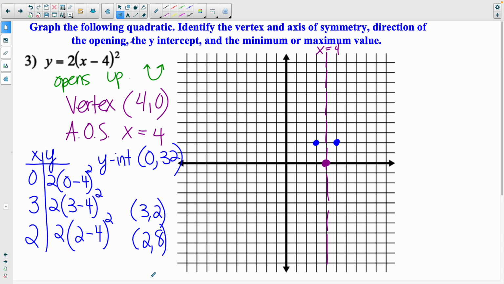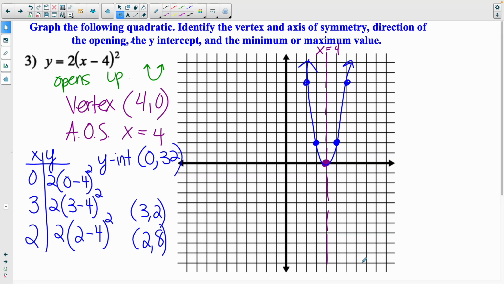All right, so when I plug in a 2, I get 8. So over to the right 2, up 8. And then its partner point. Connect them. And then find the max or min.